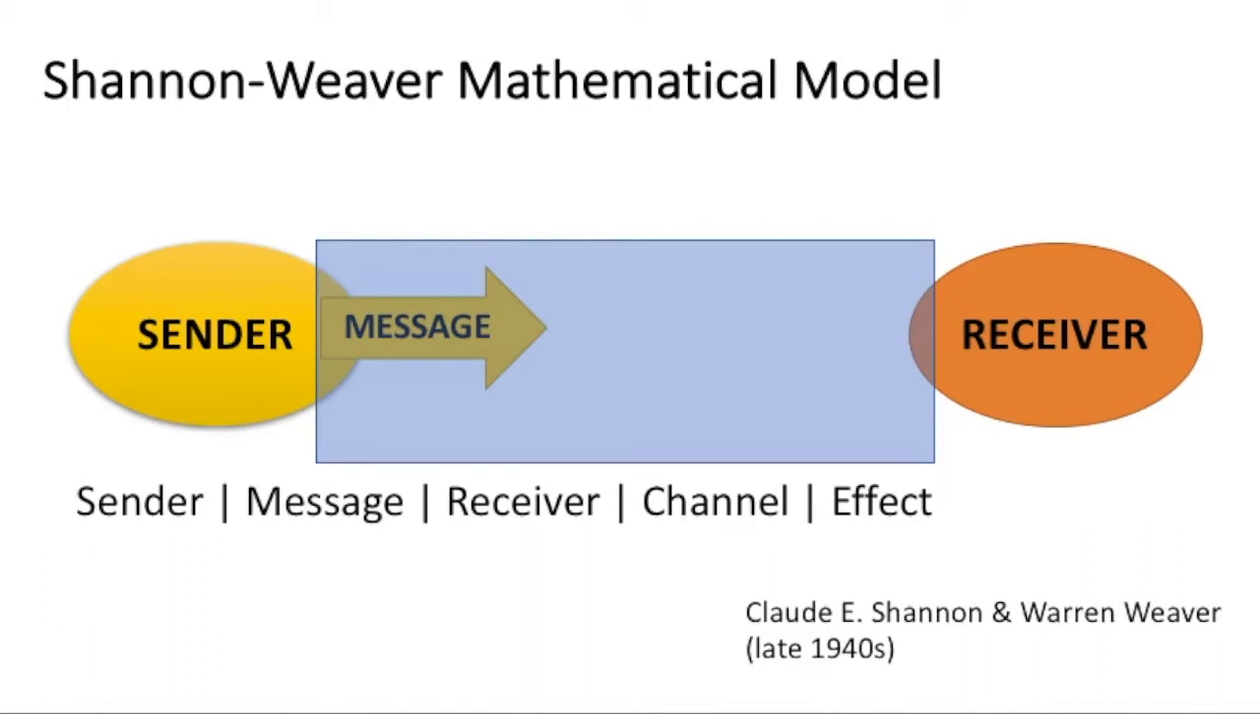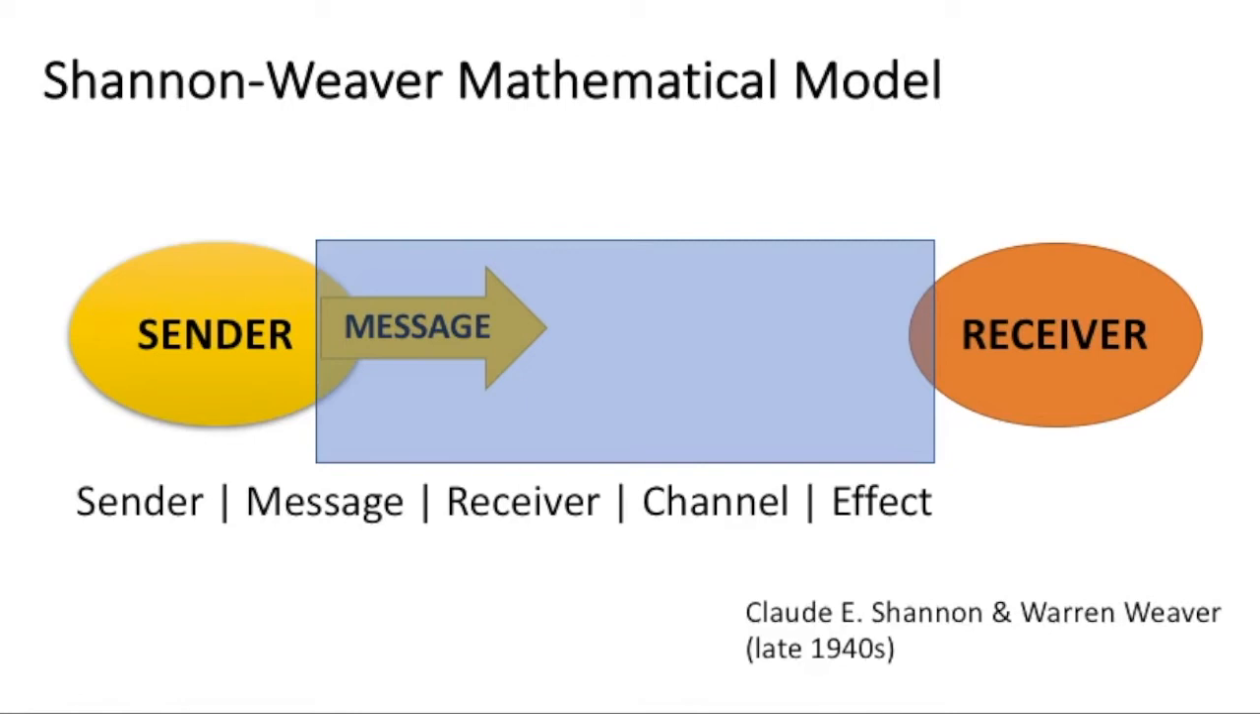It uses many of the same ideas as Lasswell's model, but gives them different names. Don't worry about memorizing these other terms. They're not super helpful to our work in this class. I'm going to keep using the terms sender, message, receiver, channel, and effect. The model does add a few other helpful ideas.